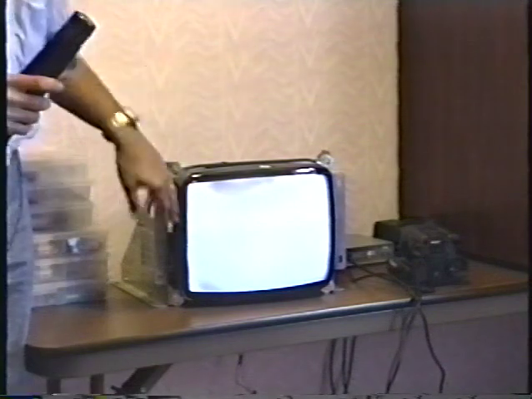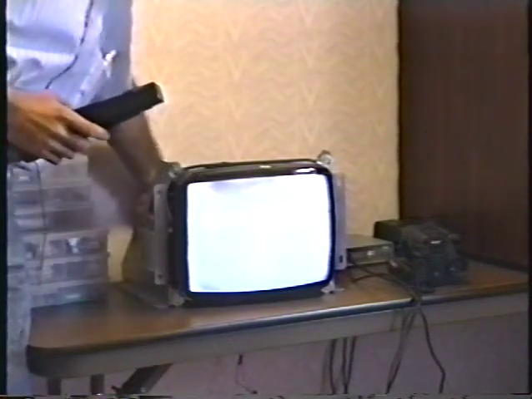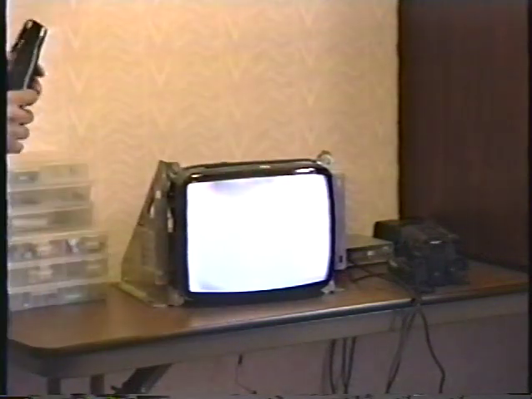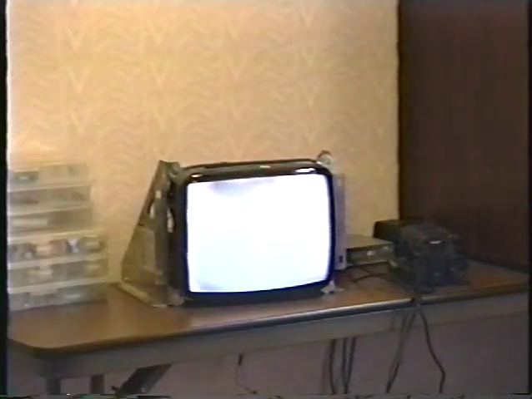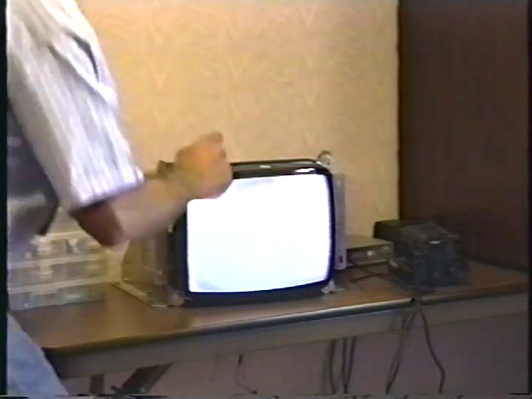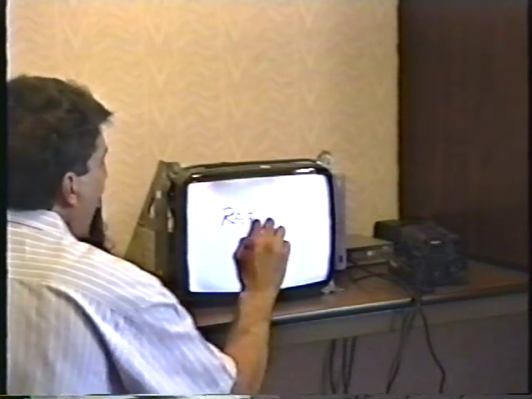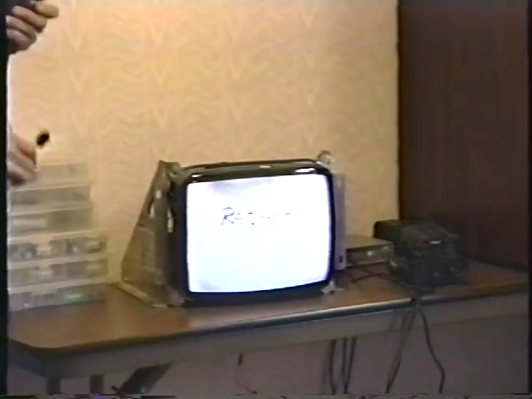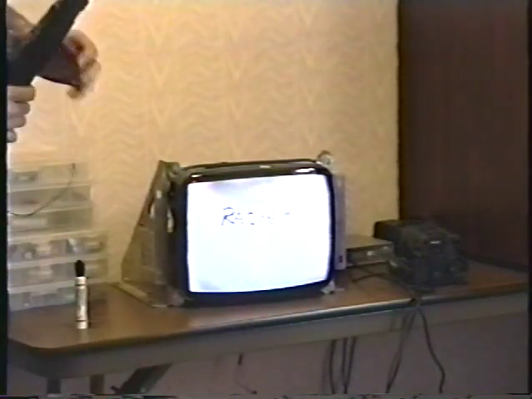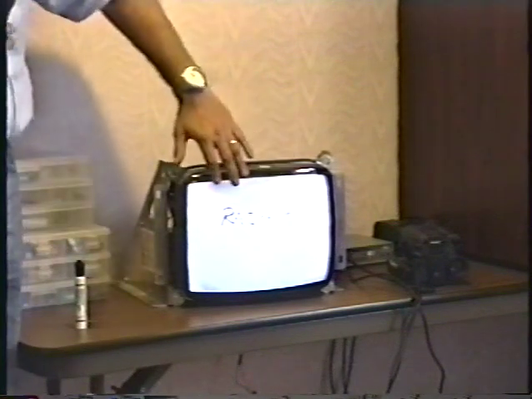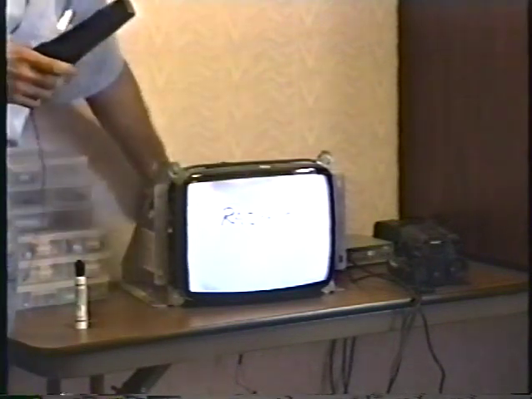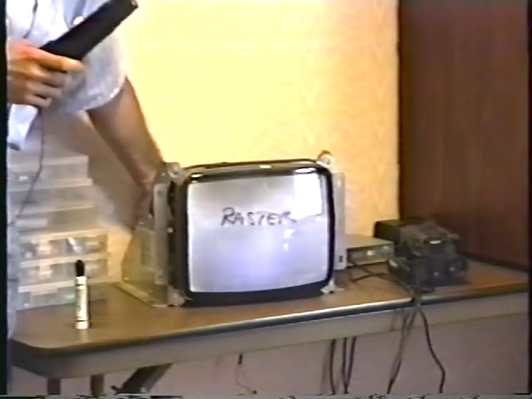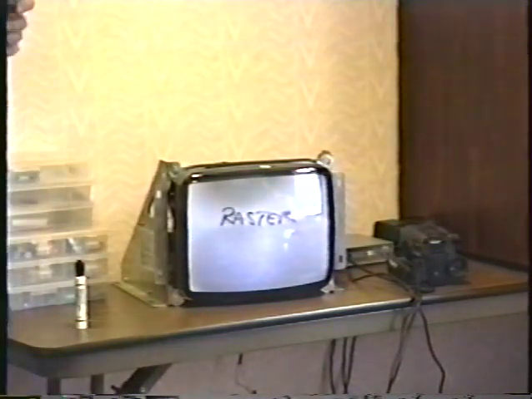Together, when the horizontal and vertical deflection coils are working together, what we end up with is a screen filled with white light like this. A screen filled with white light like this is known as raster. At the moment, we see a little bit of strangeness over here, and I'll explain what this is in just a second. But a whole screen filled with white light like this is called raster.